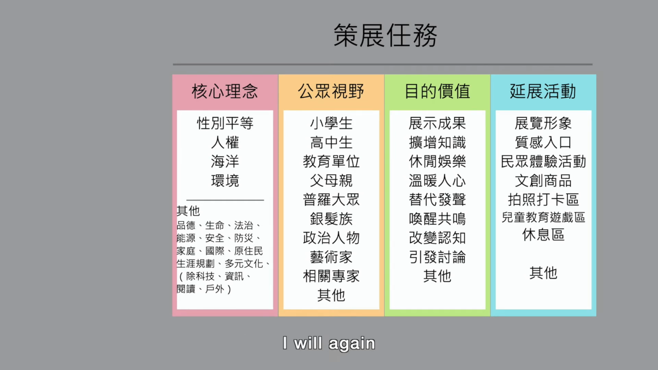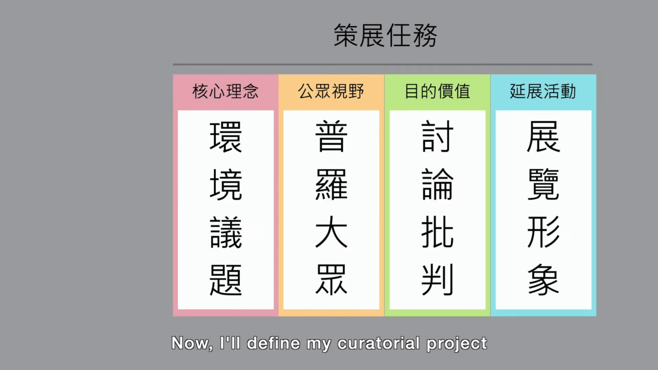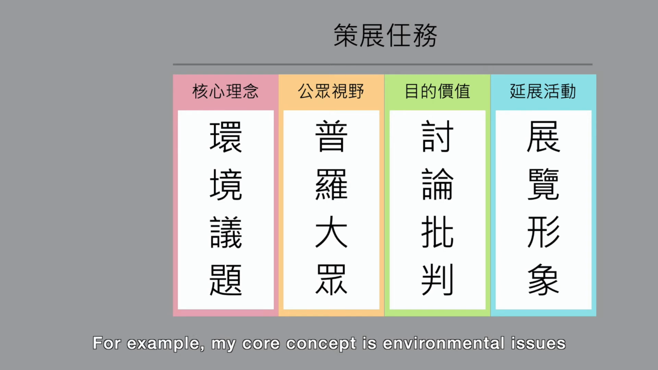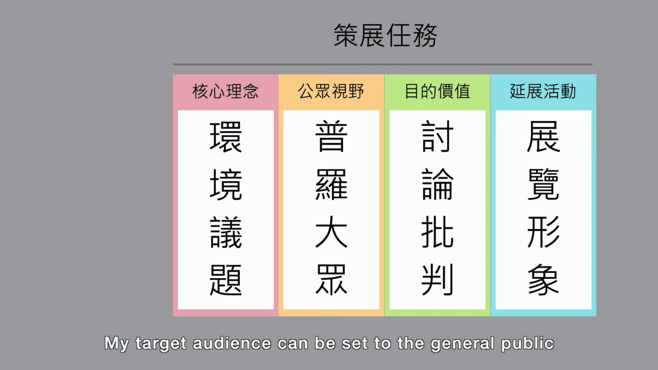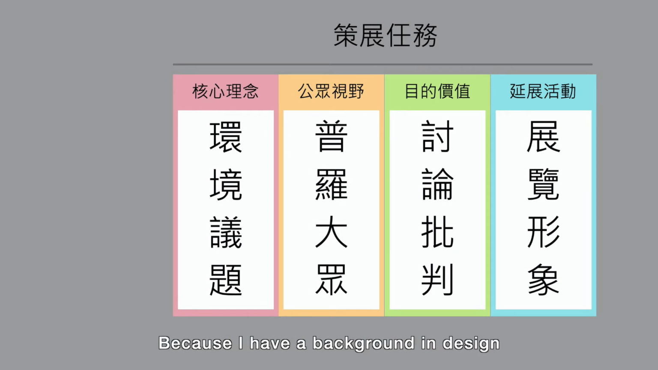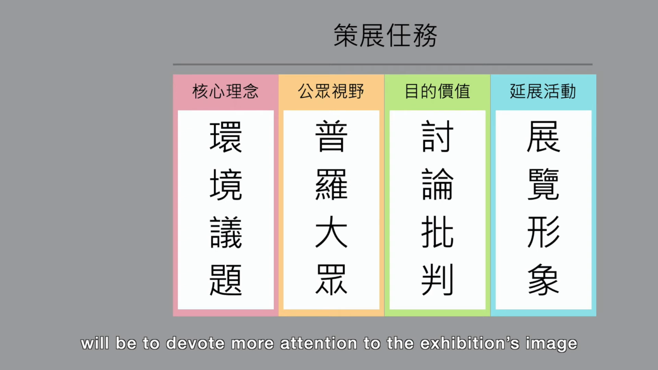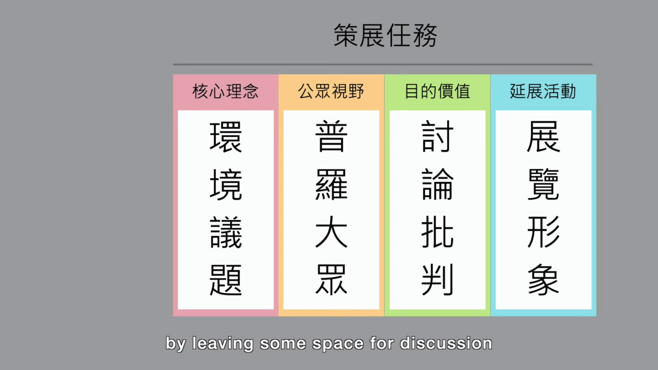With this slide, I will again explain what your curatorial task is. Now, I'll define my curatorial project. For example, my core concept is environmental issues. My target audience can be set to the general public. The goal that I hope I can accomplish is that those who view the exhibition can respond to the environmental issues we face with a discussion and critical thinking. Because I have a background in design, my main extended activity will be to devote more attention to the exhibition's image. Of course, if time allows, I would like to create some interactions and resonance by leaving some space for discussion. This is my overall plan.